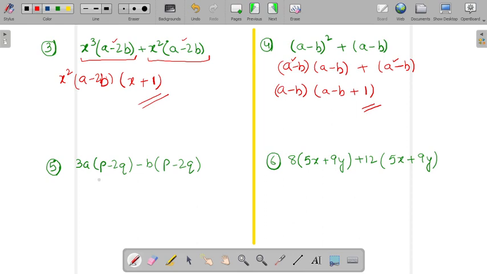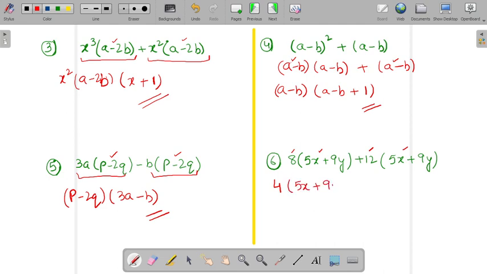Let's see the fifth one. p minus 2q is there in both of them. So we will take p minus 2q outside the bracket. And what is left now? 3a minus b. So this is the factorization. Let's go for this one. This is 8 and 12. So what is the HCF of 8 and 12? That is 4. And these two are also common. So we will take it out.